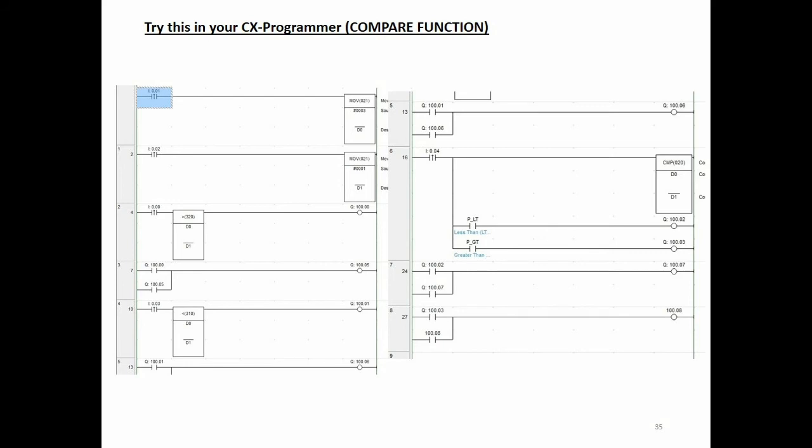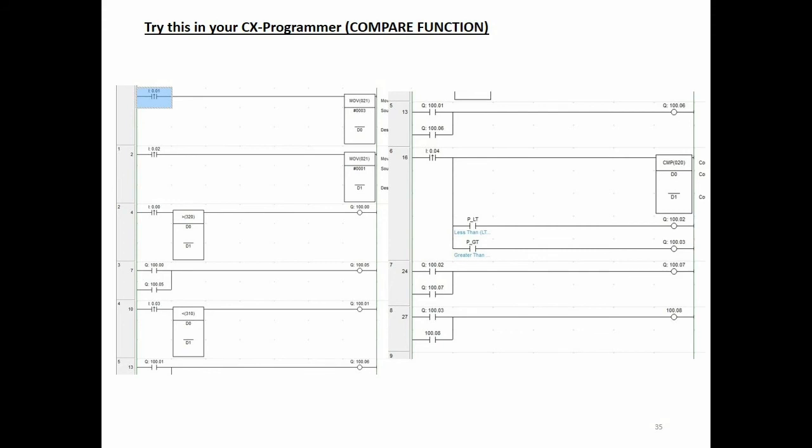Next, in rung 4, it is a comparison. Is it true whether D0 is less than D1? If it is true, then the 100.01 pilot light will light up, and in rung 5, 100.01 will light up 100.06, and 100.06 will always be on because we have the holding circuit there.